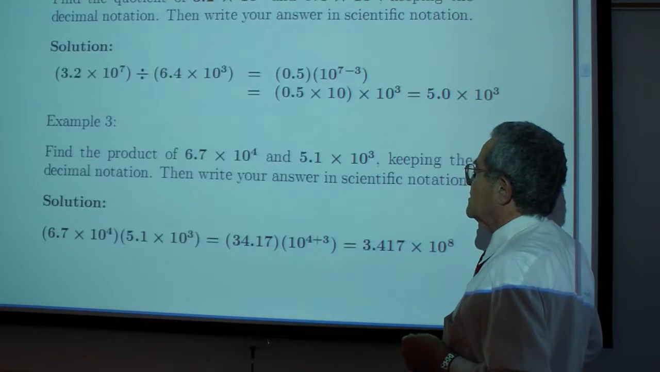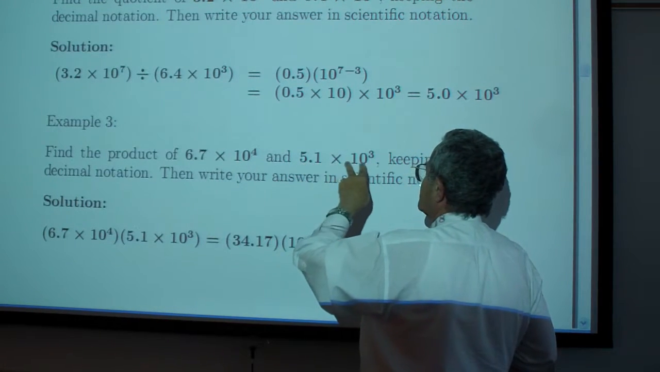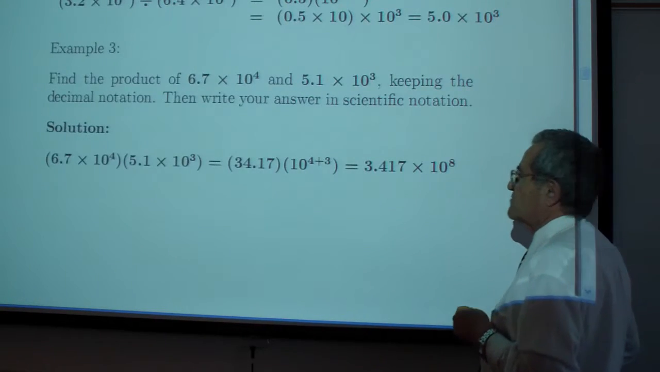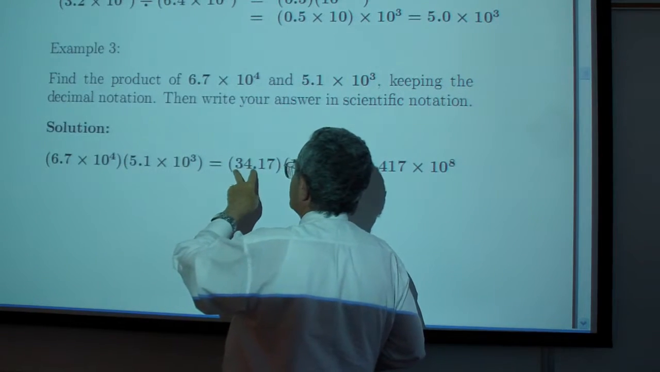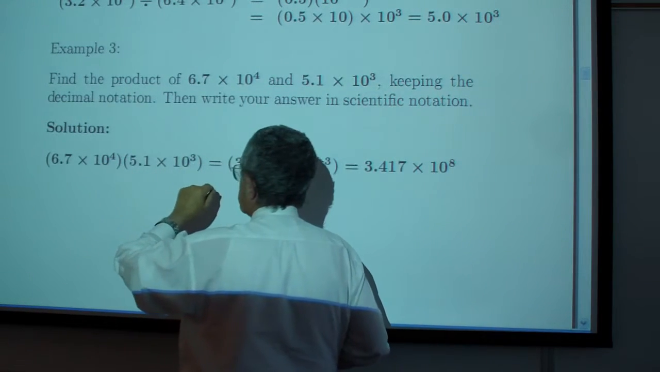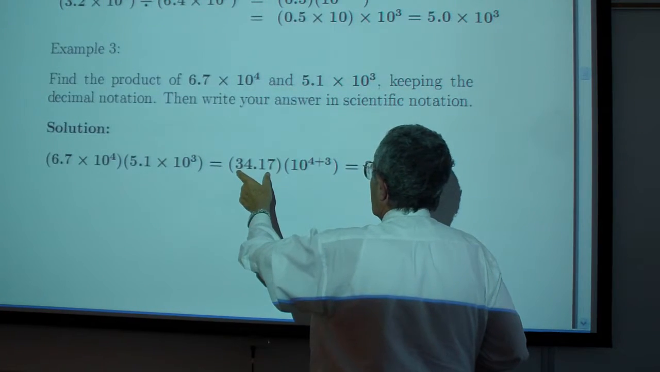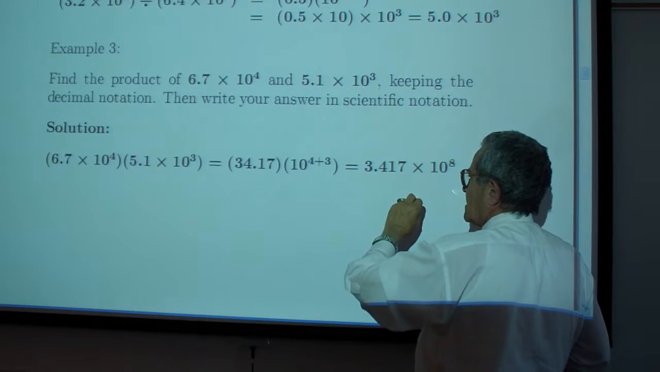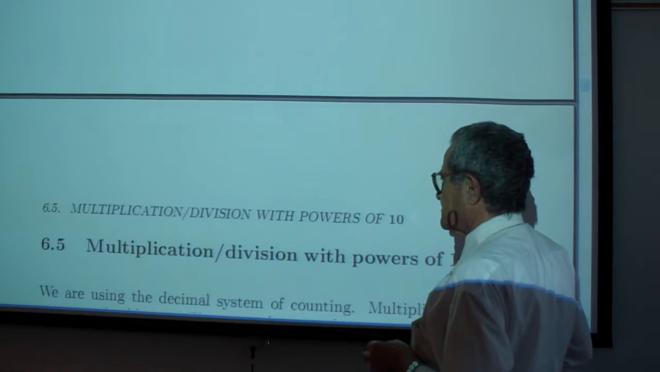Find the product of 6.7 times 10 to the 4, and 5.1 times 10 to the 3rd, and give your result in scientific notation. So again, multiply 6.7 by 5.1, you get 34.17. And 10 to the 4 times 10 to the 3 is 10 to the 7. Rewrite the 34.17 as 3.417 times 10. And multiply that 10 by the 10 to the 7 to give you 10 to the 8.